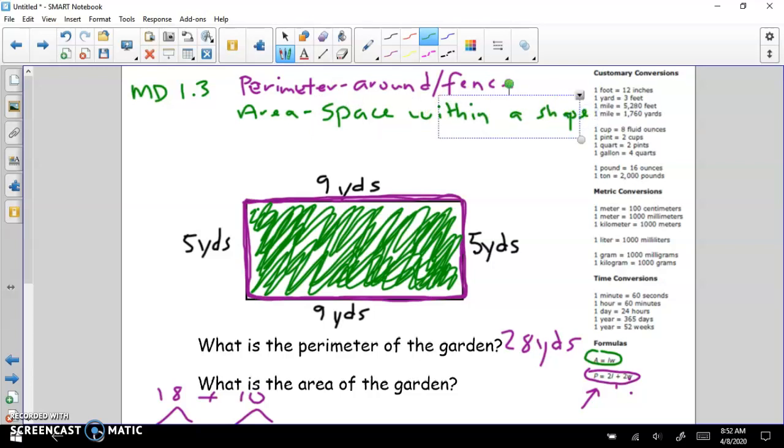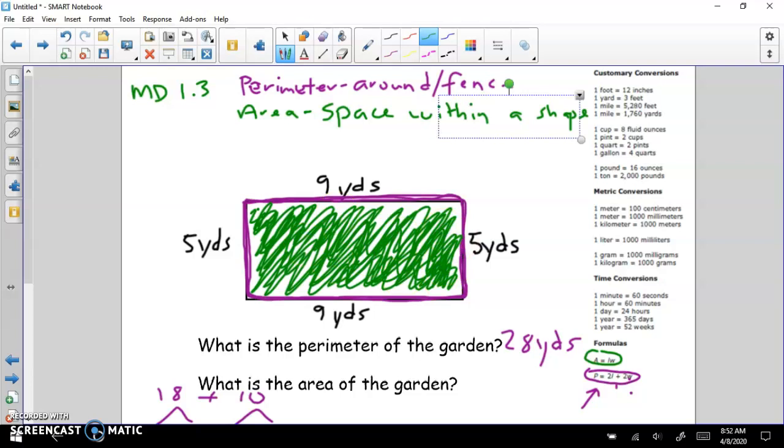I like to think of an area rug, a rug that's in your house that you just lay down, that's not stapled to your floor, that mom or dad just lays down and it's a rug for the house. That's called an area rug. It takes up a certain amount of space. Area is going to be the amount of space within that shape or within that object. So we have to find out what all of this equals.